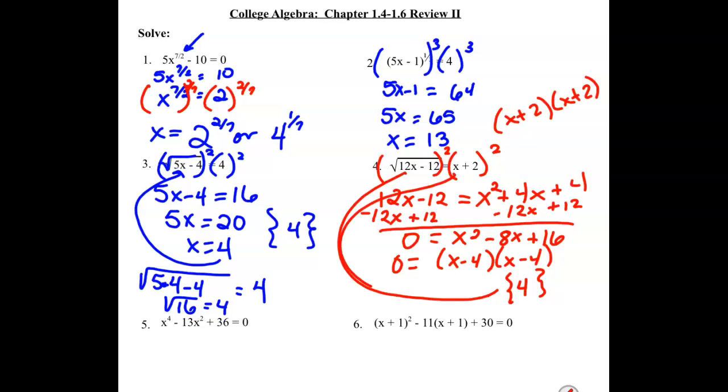All right, again, let's check it. We're going to put a 4 into both places. 12 times 4 is 48. Minus the 12 is 36. The square root of 36 is 6. So the one side gives me a 6. If I put 4 on the other side, 4 plus 2 also gives me 6. So it works.